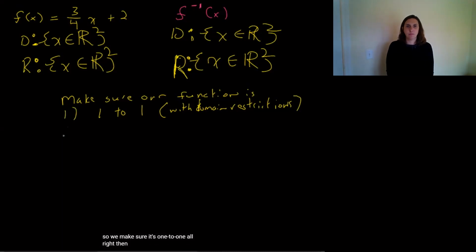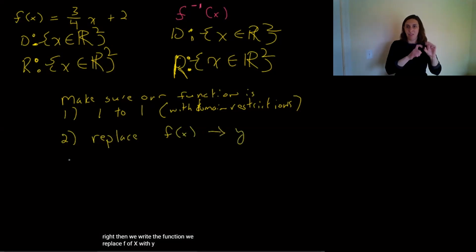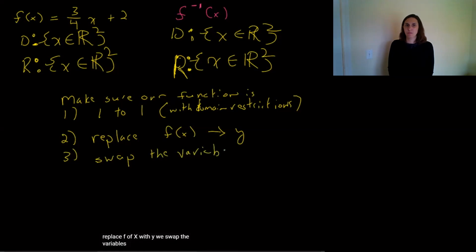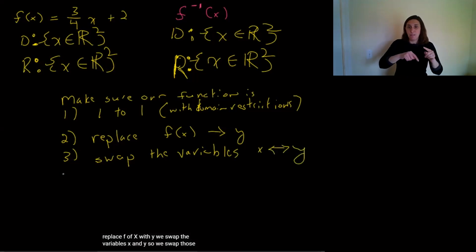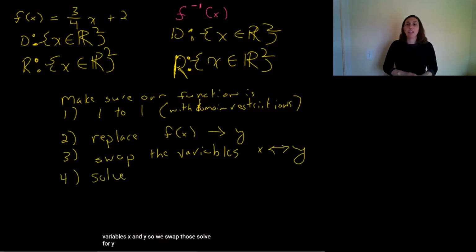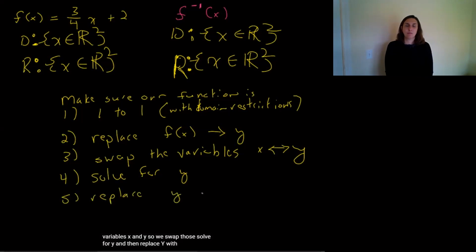All right. Then we write the function. We replace f of x with y. We swap the variables x and y, so we swap those. Solve for y. And then replace y with the inverse symbol.